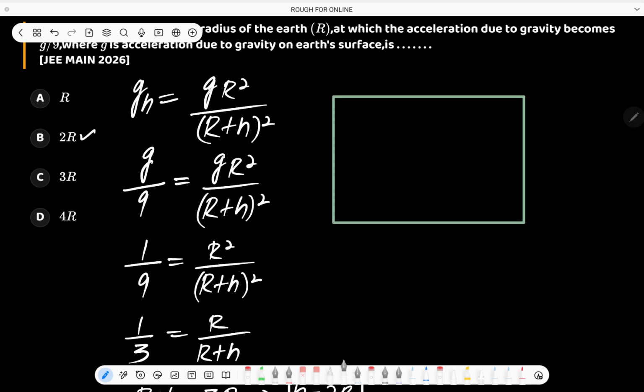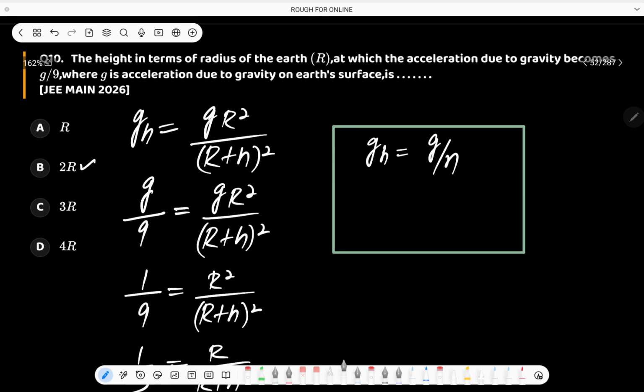The shortcut trick is this: if g h is equal to g divided by n, as here we have g by 9 where n is equal to 9, and we are supposed to calculate the value of h, it always comes out to be (square root of n minus 1) multiplied by r. A very important, handy equation. Now in question number 10, the acceleration due to gravity is given as g divided by 9.